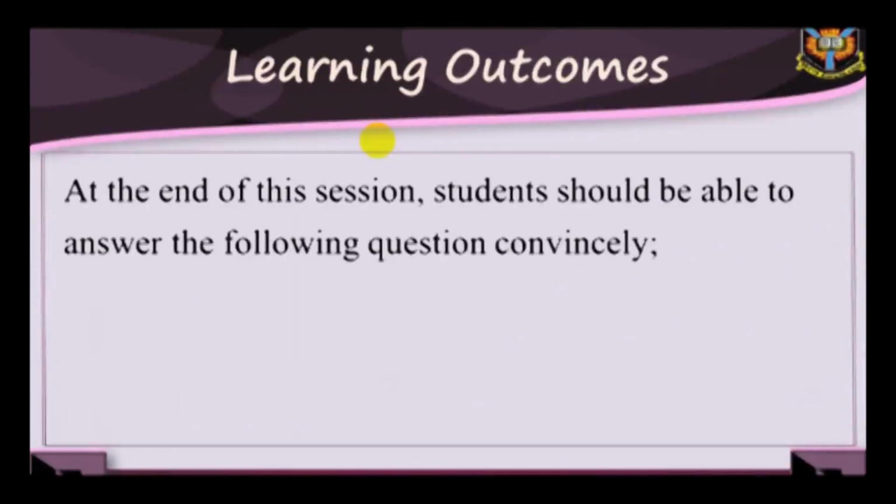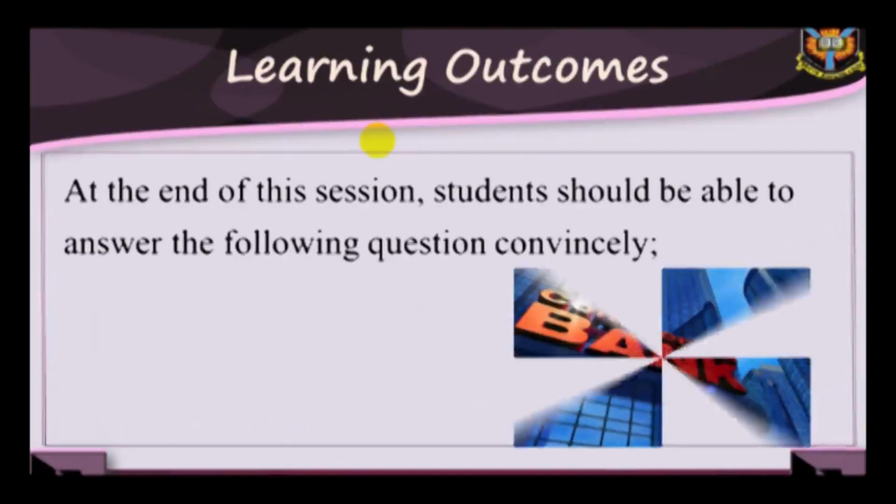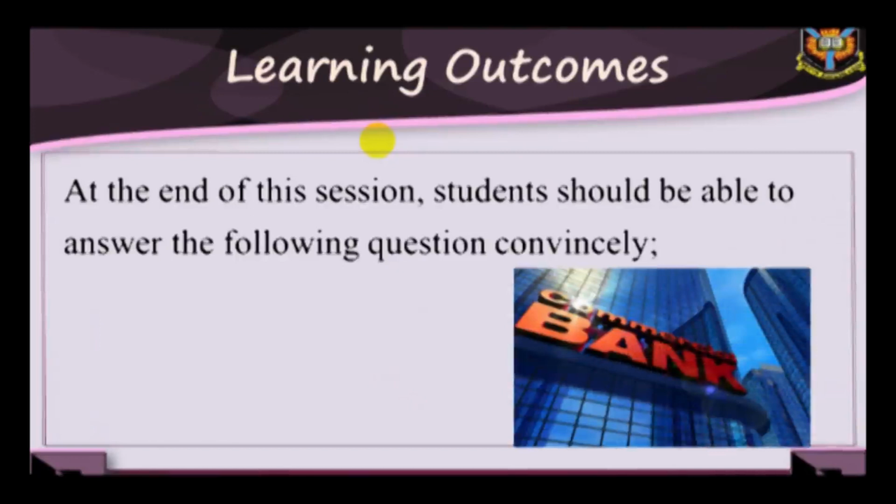Learning outcomes. When you have studied this session, you should be able to: 1. Discuss the historical development of commercial banking. 2. Enumerate the roles of commercial banks in any economy.